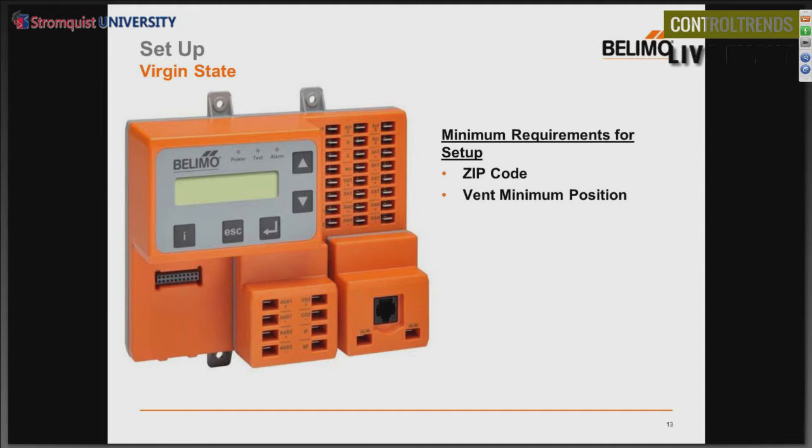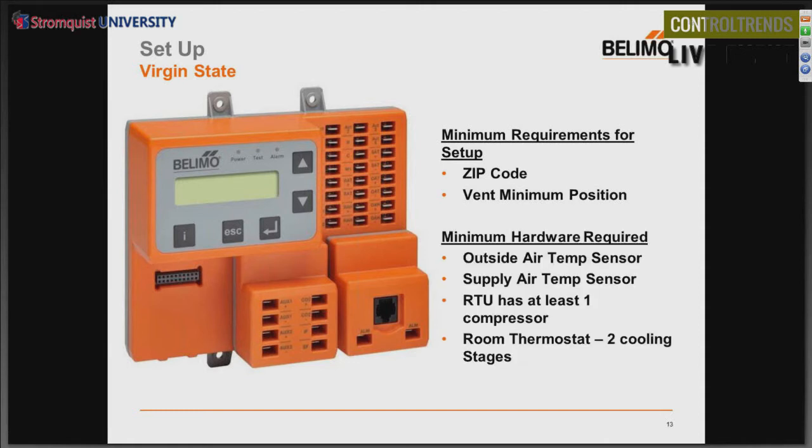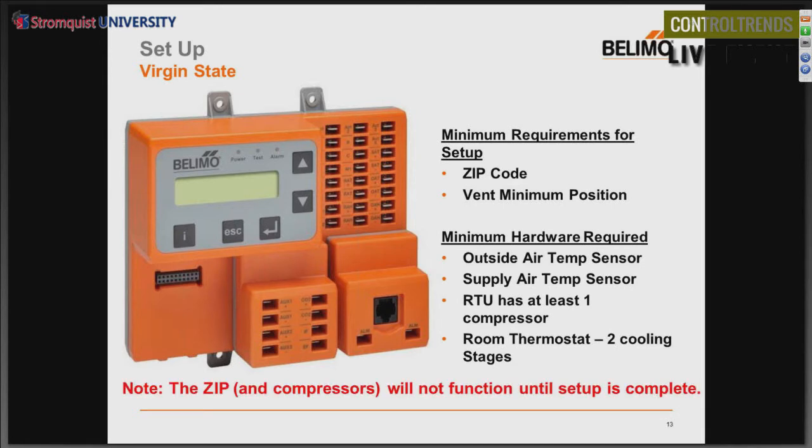Now, the minimum damper position set point should be set regarding your ASHRAE 62.1 standards. The minimum hardware that's required for the Zip to operate is your outside air temperature sensor and your supply air temperature sensor. The RTU needs at least 1 compressor and 2 stages of cooling.